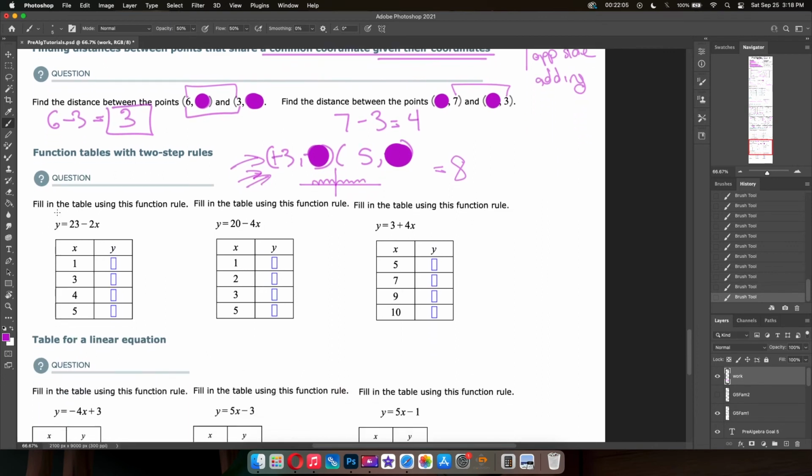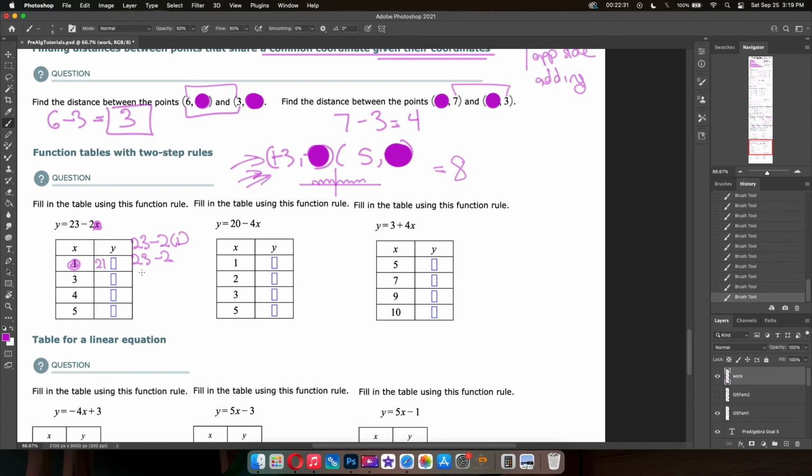All right, filling in the tables using this function rule. So this is what we're trying to do here. This is actually low-key pretty straightforward. What we're doing is just filling in a number. So you see how we have an x here? We're going to plug it in to the x here. So what is 23 minus 2 times 1? That's order of operations. So 23 minus 2, which is in fact 21, which is our answer.